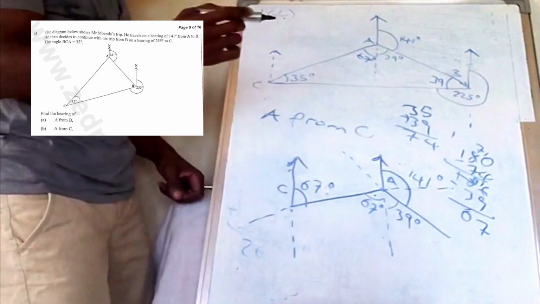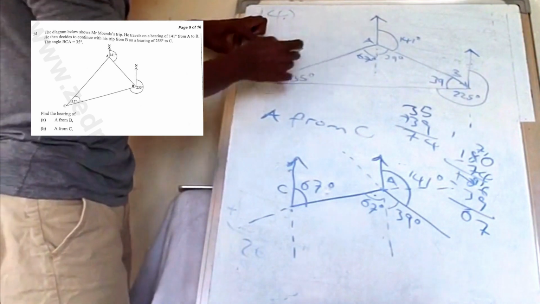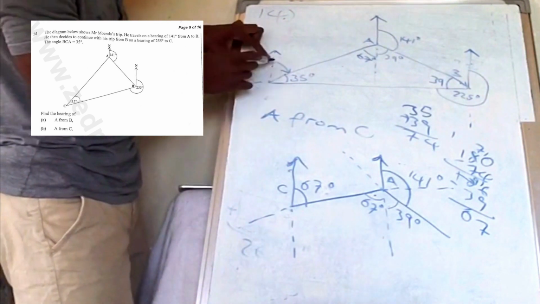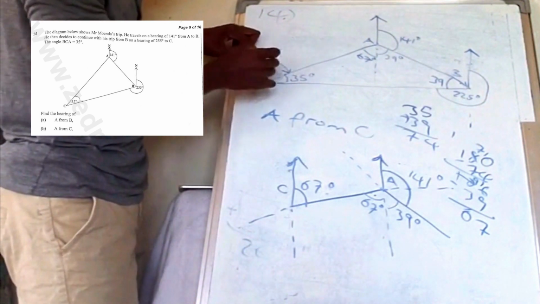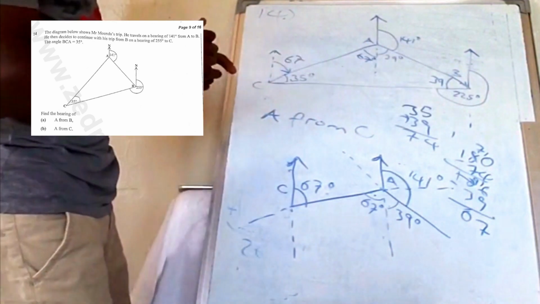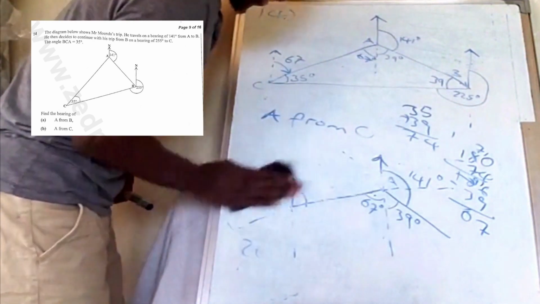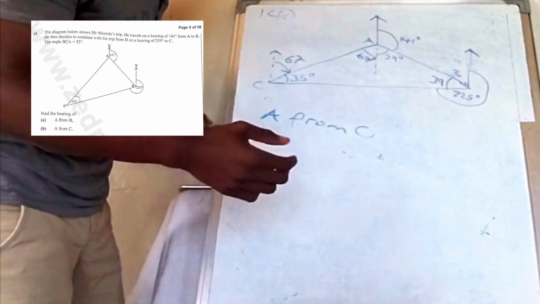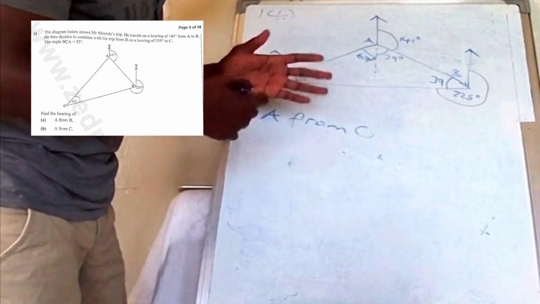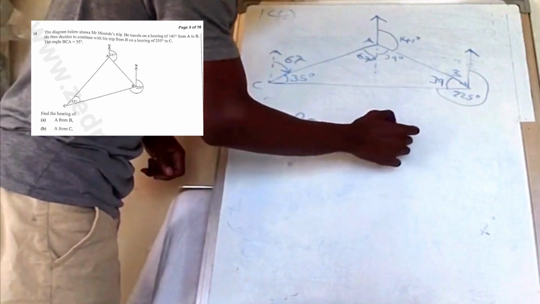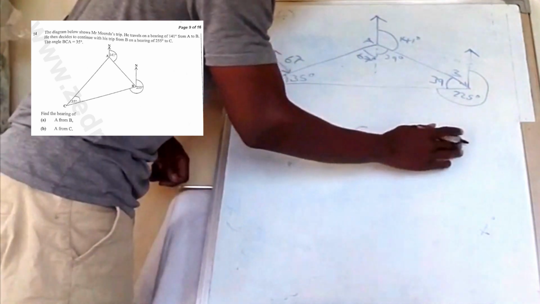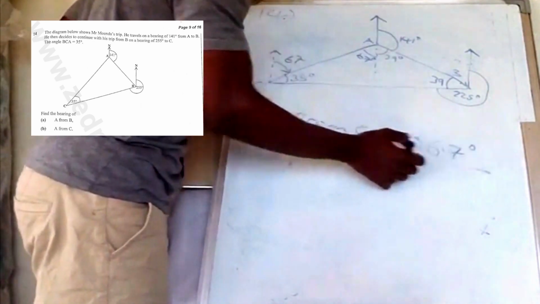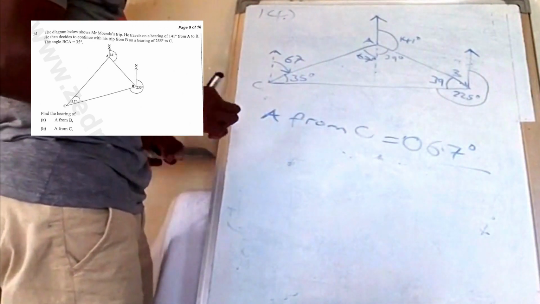So now we're saying the bearing of A from C is simply this angle that we're looking for, from C to A, which is 67. So the bearing of A from C, our final answer: you need to remember that when you're dealing with bearings, they have to be given with 3 digits. So this is equal to 067 degrees, and that is the bearing of A from C.